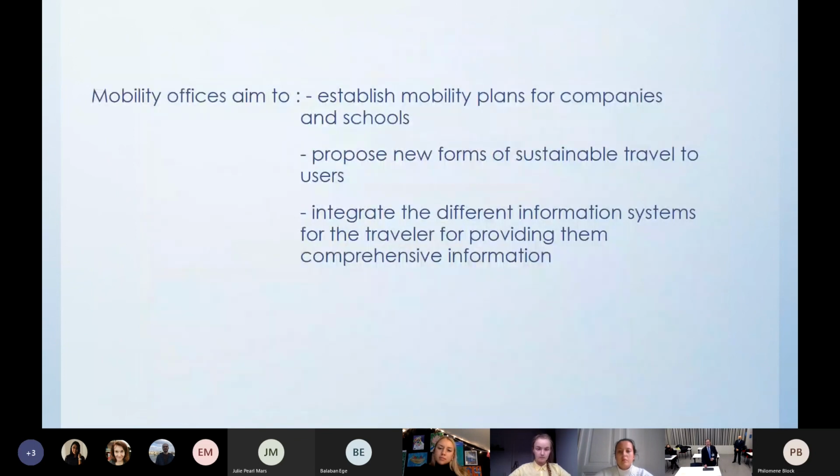For that we need mobility offices at the urban places, which are dealing with these plans and developing them, and integrating different information systems for the traveler, for providing them with comprehensive information. So information, habits, as well as encouragement of inhabitants to use different modes of transportation are main elements of those mobility plans, and who should develop them? You need personnel and structure. That is why mobility offices are important.